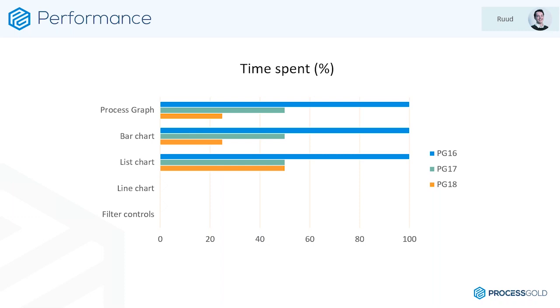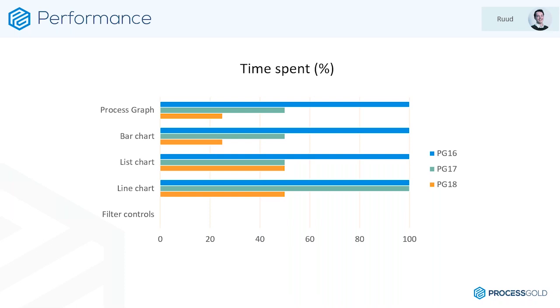And the list and line charts, they're a bit different. So the list charts, we made a big improvement in 17 already, and we didn't do anything else in 18 for those. However, for the line charts, we didn't make any improvements yet, but in ProcessGold 18, you can expect to see those improvements. And then finally, the biggest improvement here we've had as well was on the filter controls. We didn't do anything in 17 yet, but in 18, these have seen some significant improvements, and you will surely notice those in your application if you're using filters.